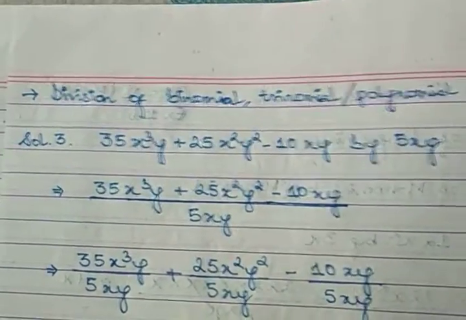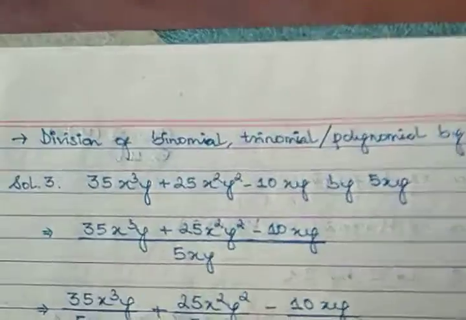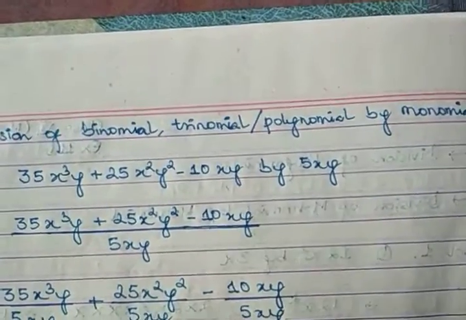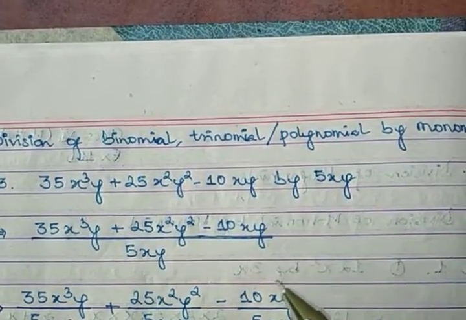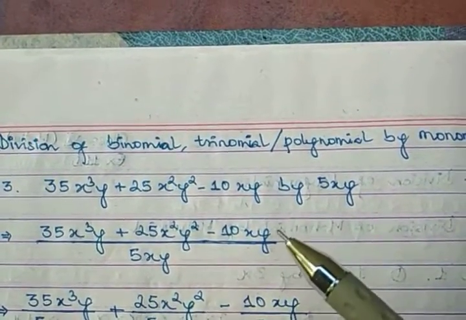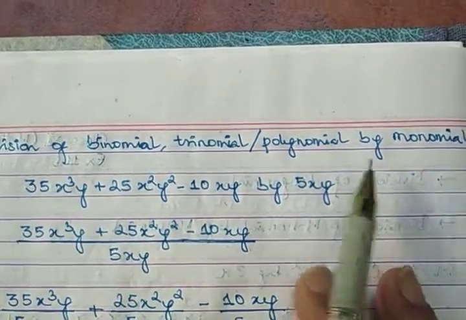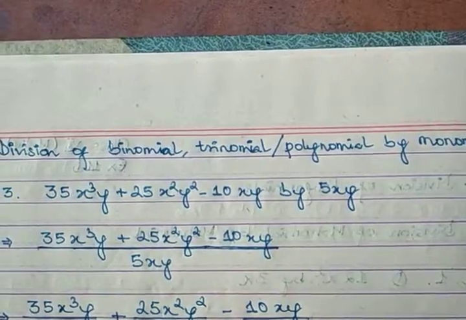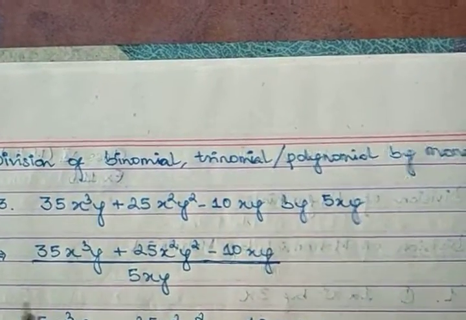And the next part, what we have in the next part is division of a binomial, trinomial or a polynomial by a monomial. Why I've written binomial, trinomial and polynomial is because it may be 2 terms, 3 terms, 4 terms or more than 4 terms. When you divide it with a monomial, the procedure remains the same. So that is why I have directly done binomial, trinomial and polynomial.